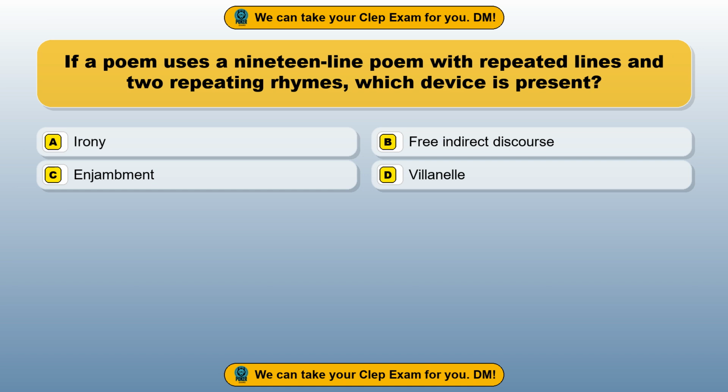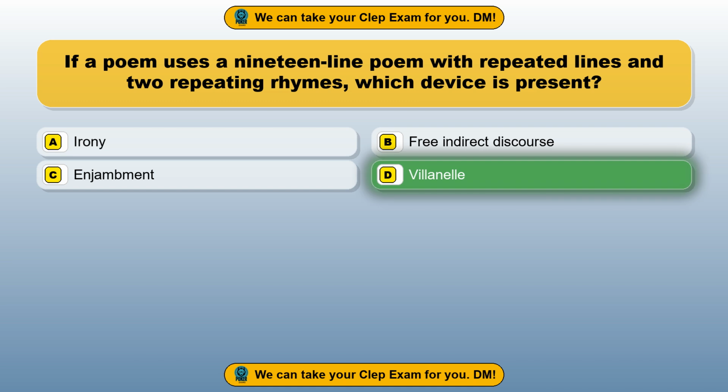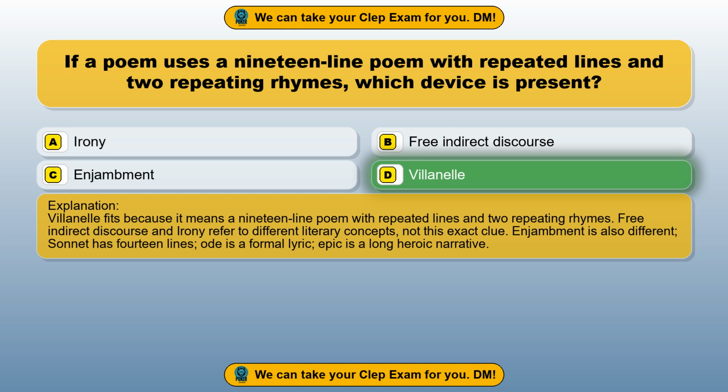Question 10. If a poem uses a 19-line poem with repeated lines and 2 repeating rhymes, which device is present? Option A. Irony. Option B. Free indirect discourse. Option C. Enjambment. Option D. Villanelle. The correct answer is option D. Villanelle. Villanelle fits because it means a 19-line poem with repeated lines and 2 repeating rhymes. Free indirect discourse and irony refer to different literary concepts, not this exact clue. Enjambment is also different. Sonnet has 14 lines, ode is a formal lyric, epic is a long heroic narrative.